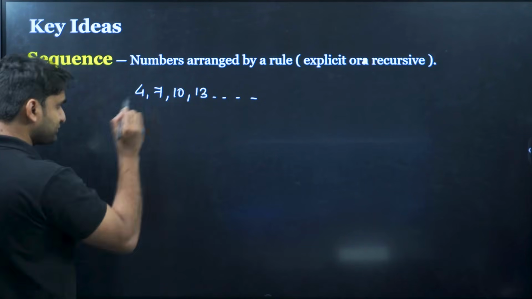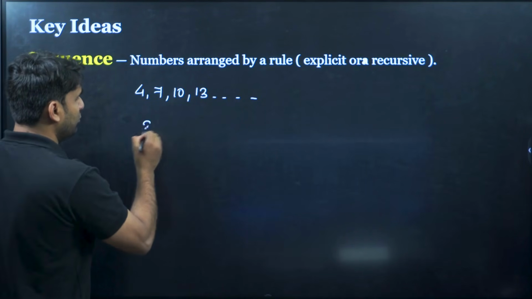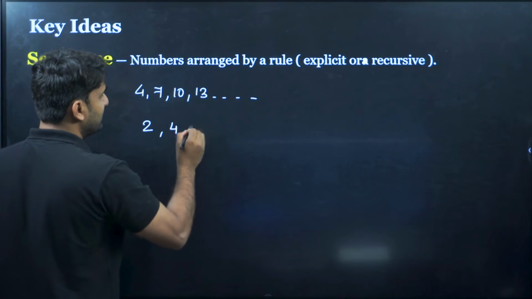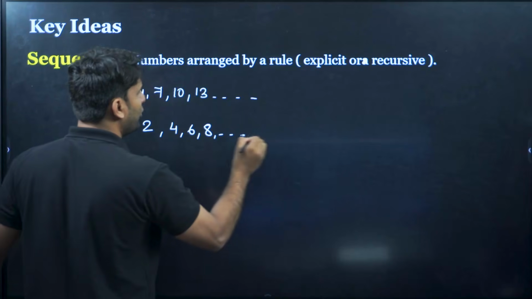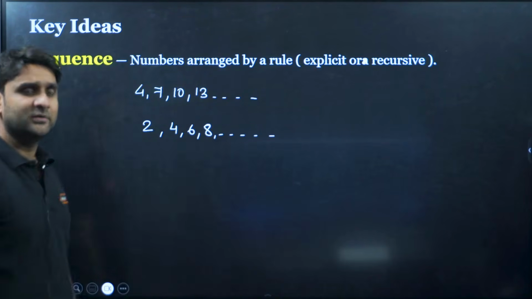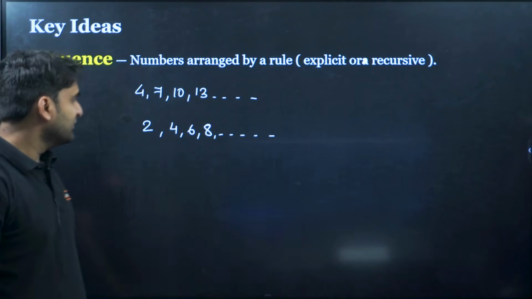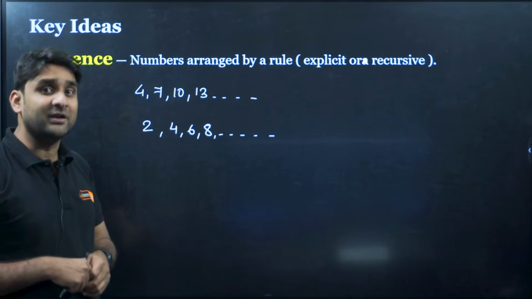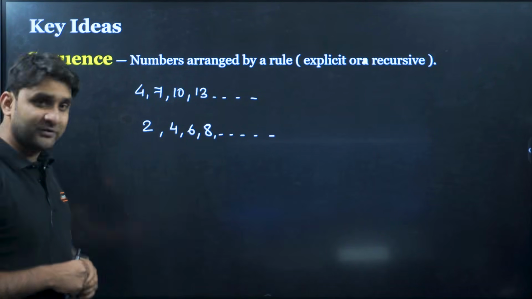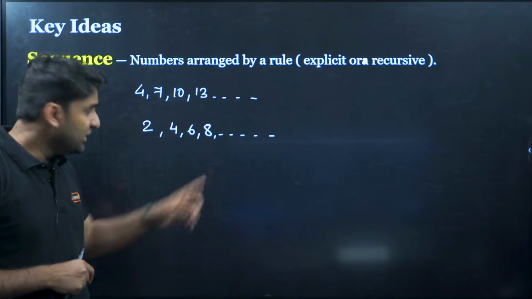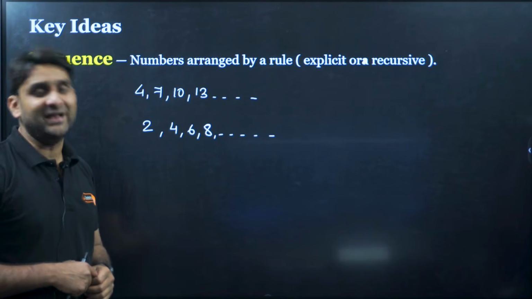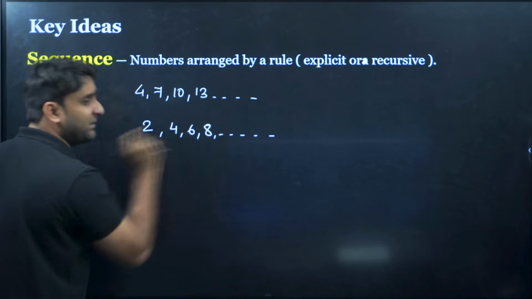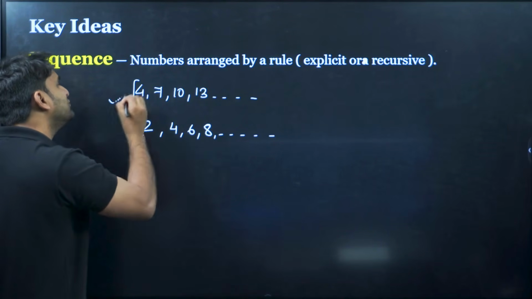For example, 2, 4, 6, 8, and so on. The numbers keep going. This is called an infinite sequence. Again the given numbers are following a pattern, because the difference between 2 and 4 is 2, the difference between 4 and 6 is 2, and the difference between 6 and 8 is 2. So this pattern and the previous pattern both are sequences.